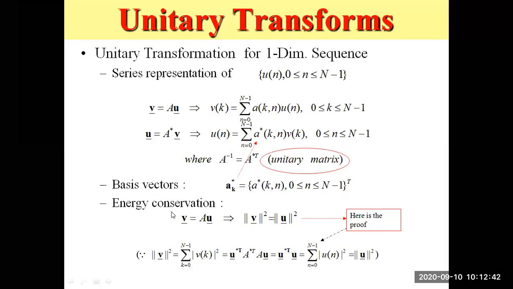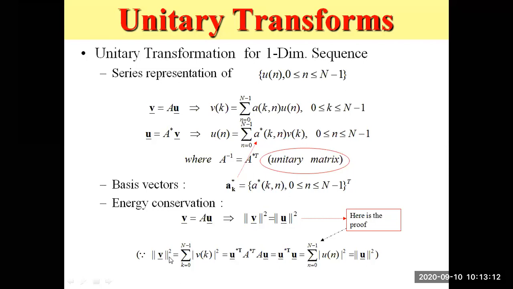Next, energy conservation. So already we know what energy conservation is. We have to just transform one signal into another signal only, but we can't destroy energy. So that is called conservation of energy. How is the energy conserved? Capital V equals A into U, so magnitude of V is definitely equal to magnitude of U squared. And we can also prove it like this here.